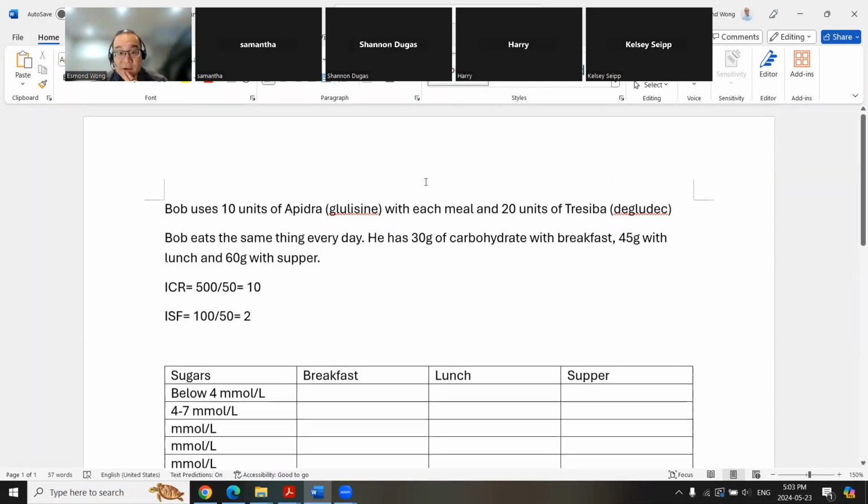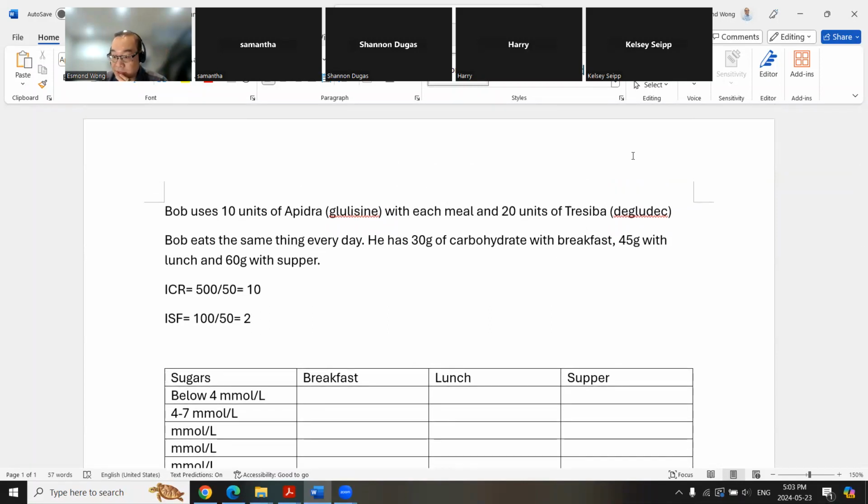So let's calculate this out. Noella can't hear, but I believe everyone else can. So maybe it's on your side.